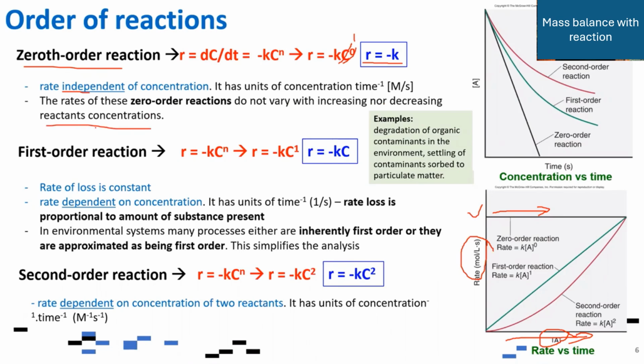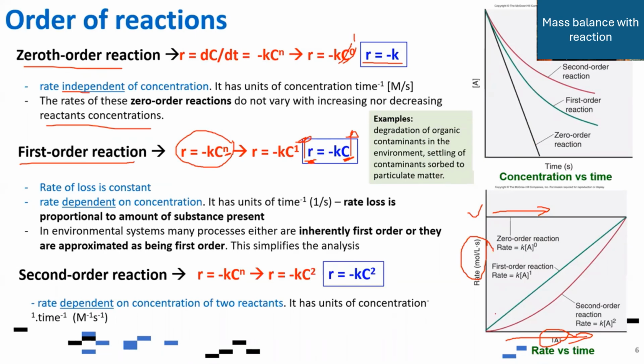All right. For first order reaction, based on the same equation of rate of reaction, now the n becomes 1, so r equals minus kc. What can you see from here? From this equation, r is directly proportional to c, the concentration. What does it mean? It means that if you increase the concentration, the r will also increase the same way. That's why it's a linear relationship.